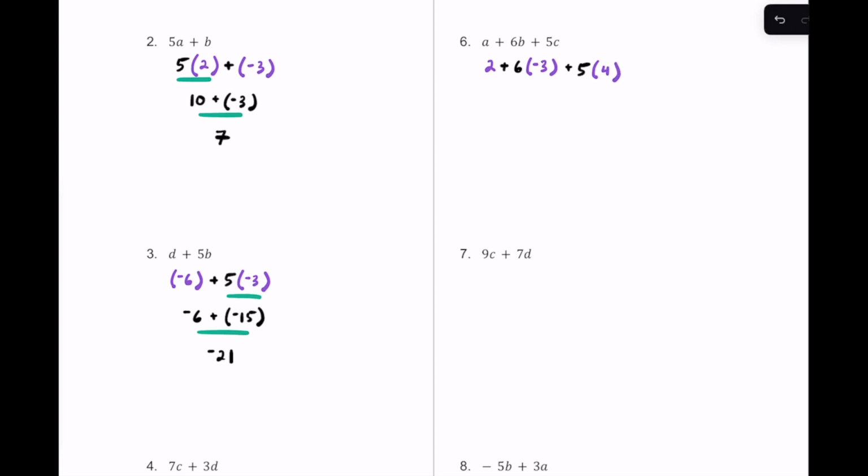Okay, so we have addition, we have multiplication, we have addition and another multiplication. Between the two multiplications, just do the one that's on the left first. So 6 times -3 is -18, so we have 2 plus this -18.